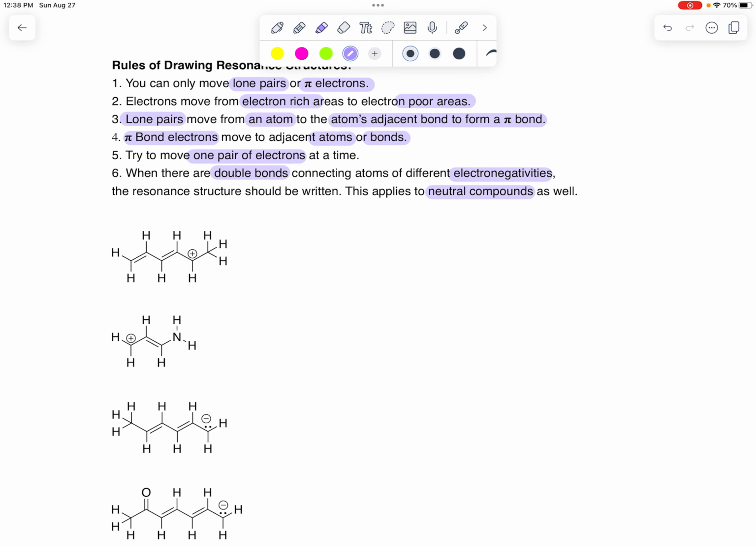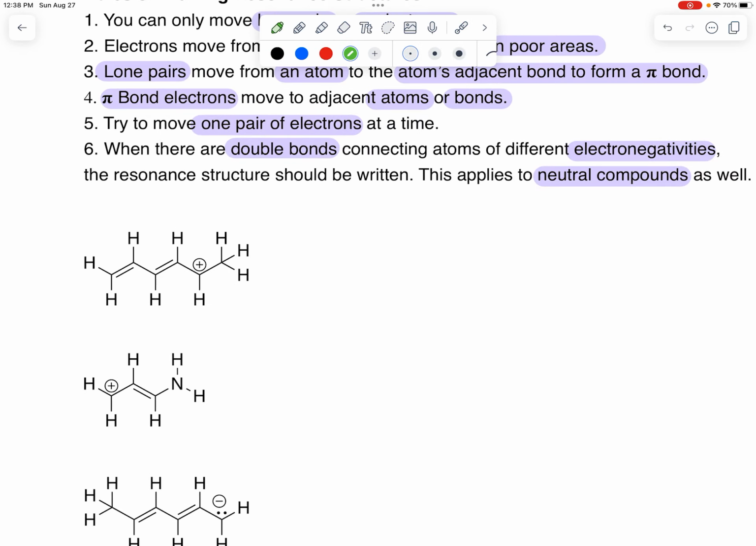As I mentioned, when we are drawing the Lewis structure and resonance forms, you can only move the pi electrons or lone pairs. Keep in mind that you want to move electrons from an electron-rich area to an electron-poor area. When you see a positive charge on the carbon, by the way, this formula is like a combination of bond-line formula and Lewis structure, where any two bonds meet, those are carbons.